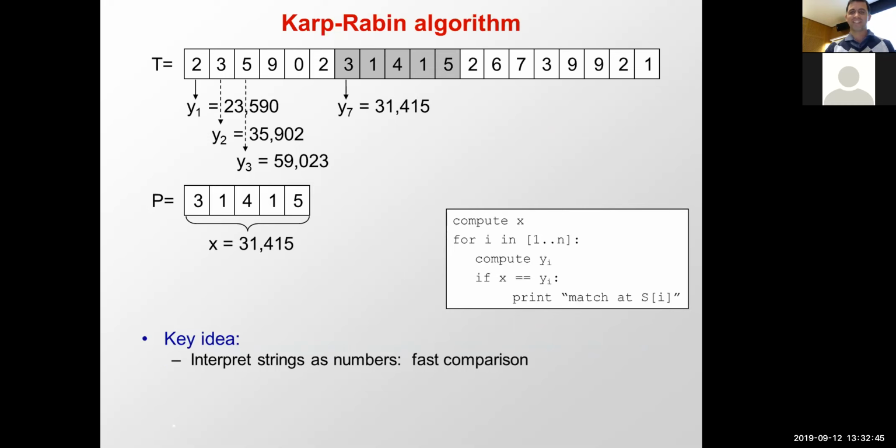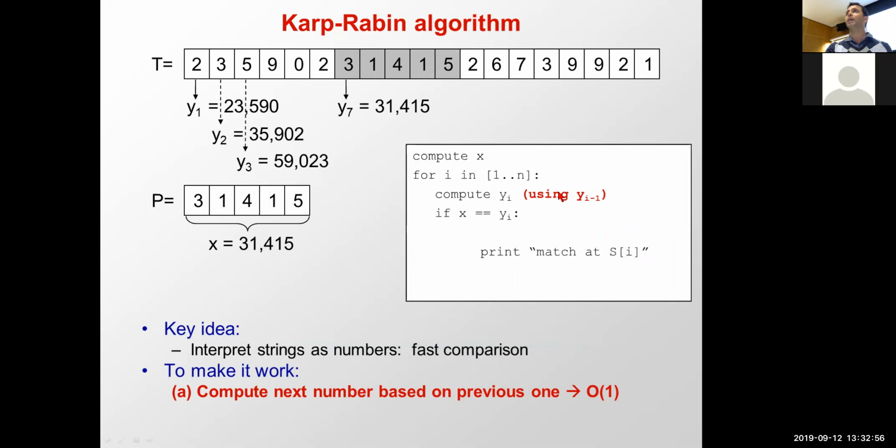All right. So let's now fix it. So basically, the first is to compute y. It took us a linear time. So let's instead compute y using y i minus 1. Okay? So if I've already computed 23,590, how can I use that to compute 35,902?